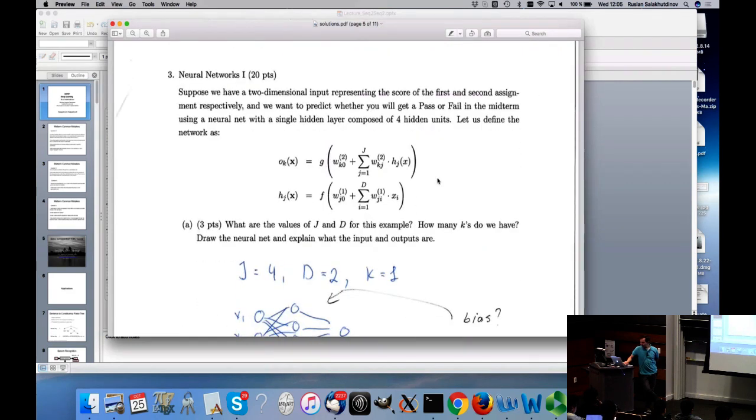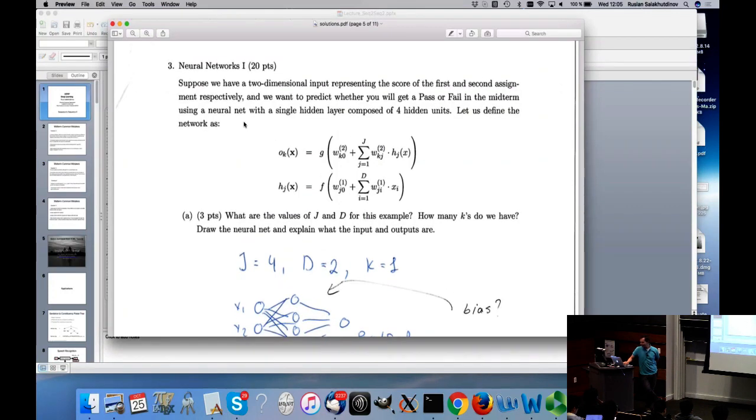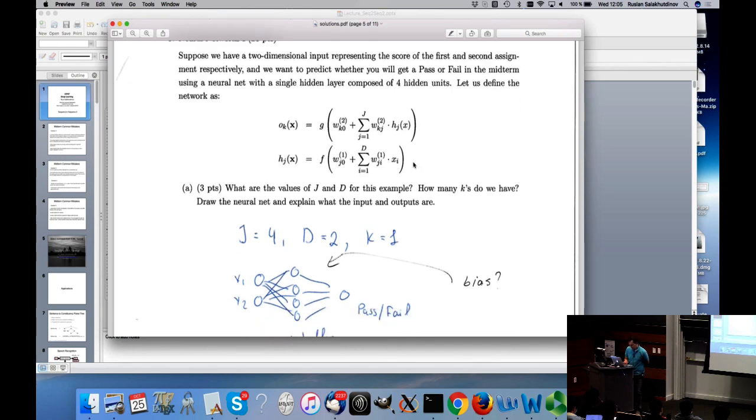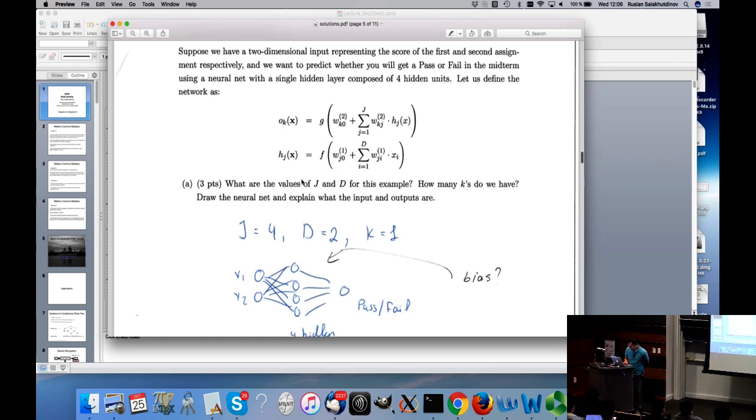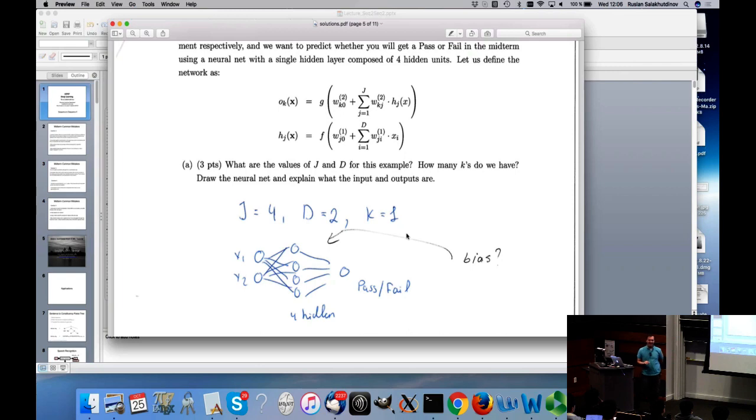This question I thought was very easy, but there was a lot of confusion for some reason. So let me go through it, if you remember this question. You have a two-dimensional input representing the score of the first and the second assignment, and you want to predict whether you will pass or fail the midterm using a neural network with a single hidden layer with 4 hidden units. So now you have this representation. The question is, what are the values of D, J, and K? The answer is D is 2, the two-dimensional input, J is 4 hidden units, and the output, you're trying to predict whether you're going to pass or fail. That's where a lot of the confusion came from.